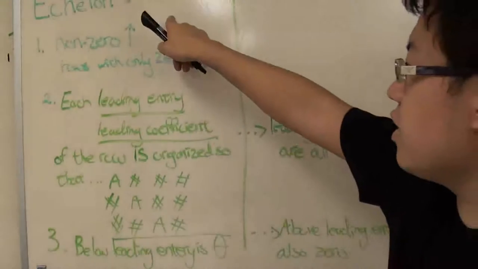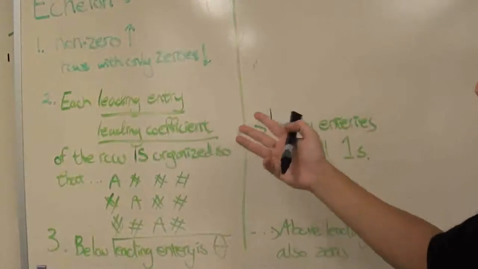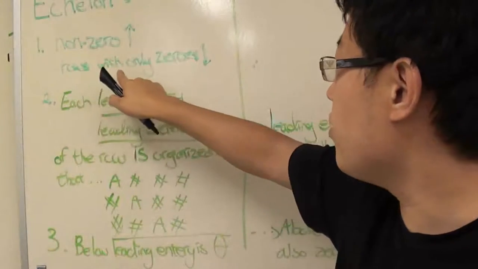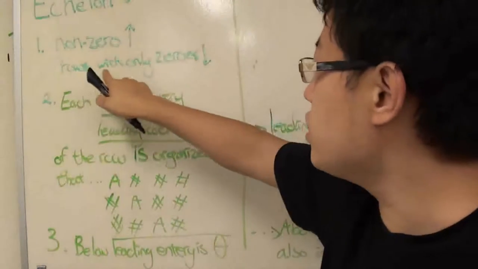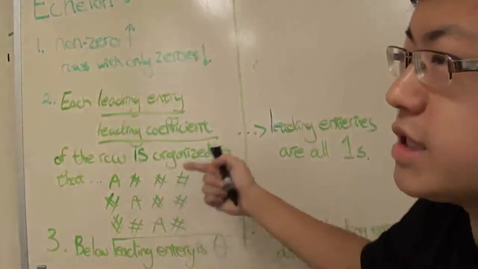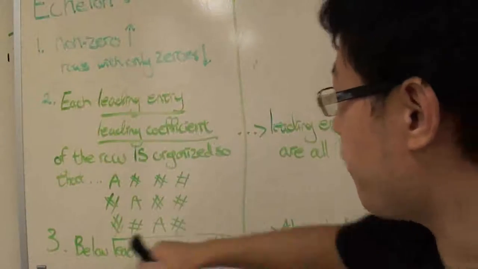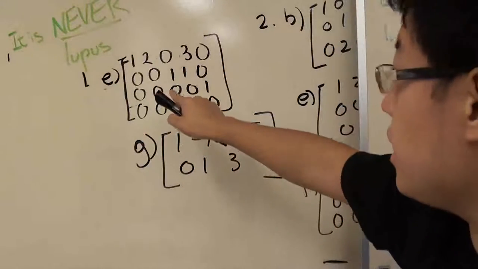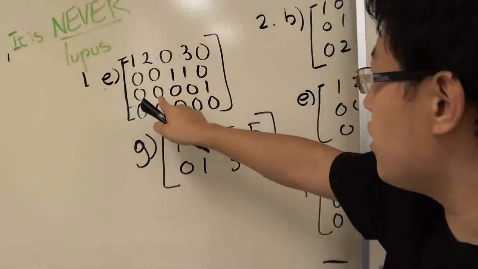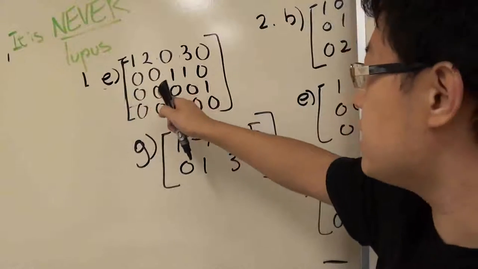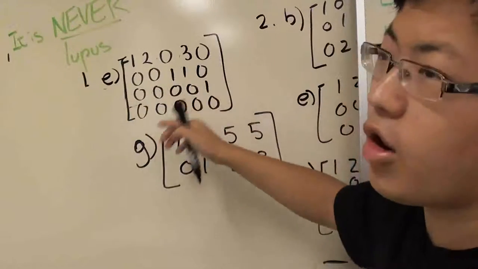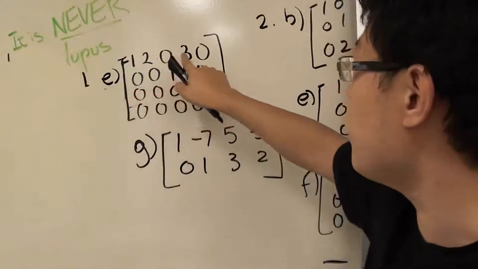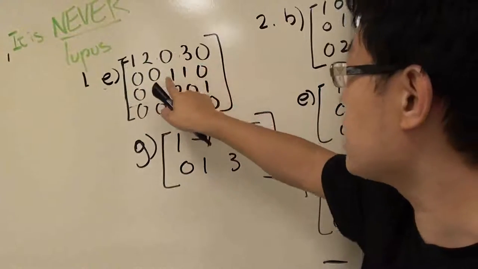Okay, so echelon form. Three rules. Not that hard, and the rules are pretty simple too. One, non-zero rows go up, and rows with only zeros go down. That's all there is. So for instance, if you see here, all non-zero rows, which simply means any rows that are not all made of zero. So this one is a non-zero row because it's got 1, 2, and 3. This one is non-zero, so it's got 1 and 1.